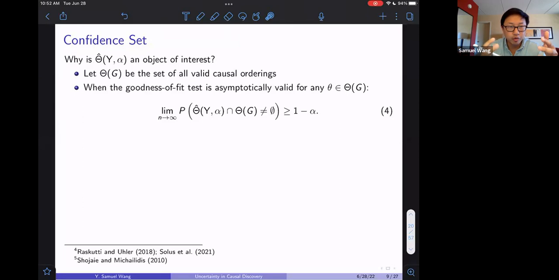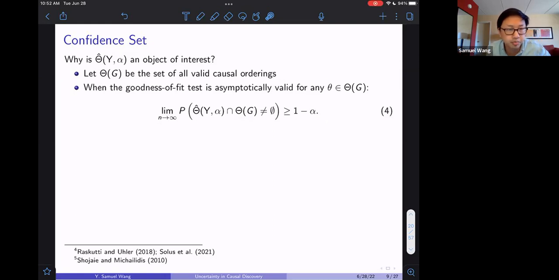All right, so more formally, what can we say about this object? If we let theta g be the set of all valid causal orderings, and again, to the question earlier, these are all total orderings, but there may be multiple orderings which are valid. When the goodness of fit test that I'm using is asymptotically valid for any of the thetas in this true set of orderings, theta g, then we can make this statement here, where the intersection of the confidence set that I've produced, theta hat, and the true set, theta g, is non-empty with some user-specified probability.